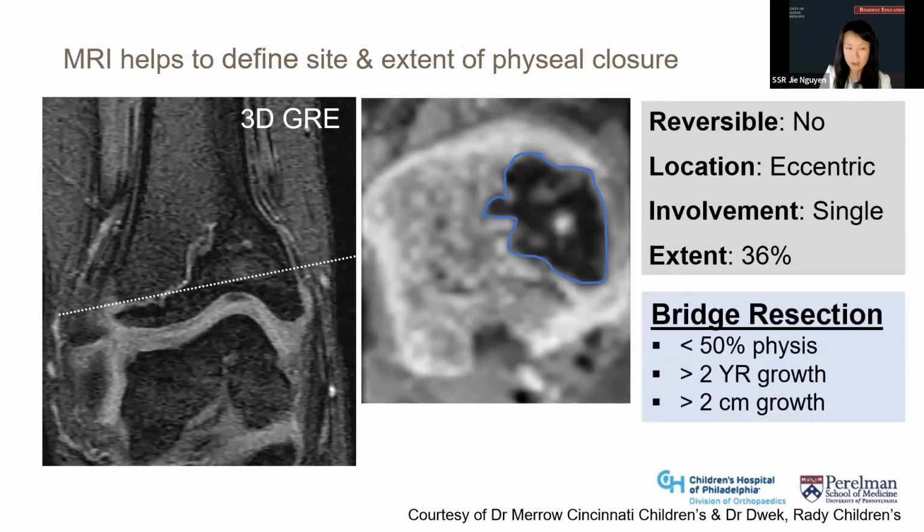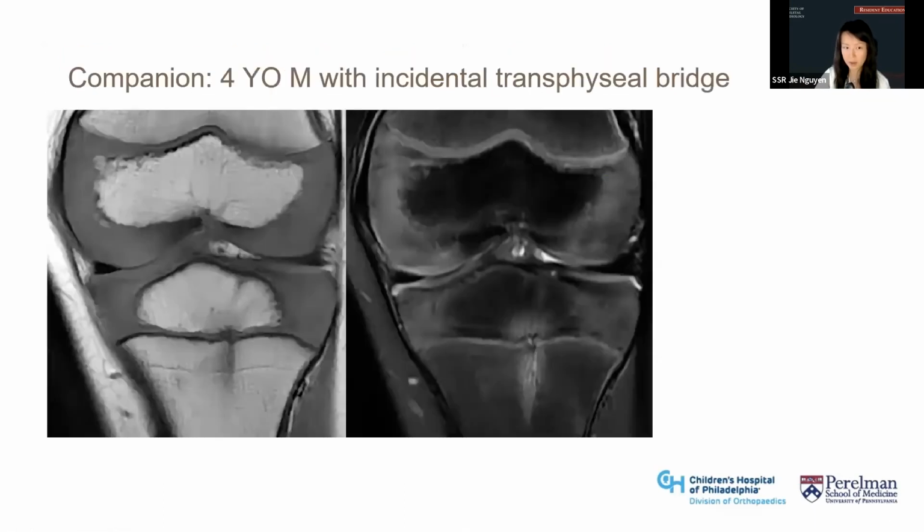So these, because they're peripheral and under 50% of the physis, can undergo bridge resection. And in this young child who's only 5, right, still has another half a decade to a decade of growth, you want that limb to grow. And so they would attempt to go in and resect that bridge, for anyone who has more than 2 years of growth and more than 2 centimeters of growth, which this patient definitely qualified.